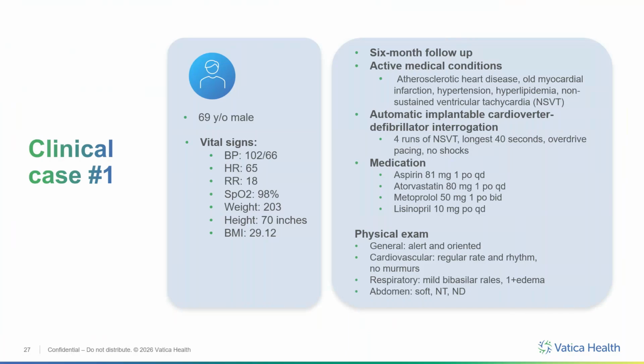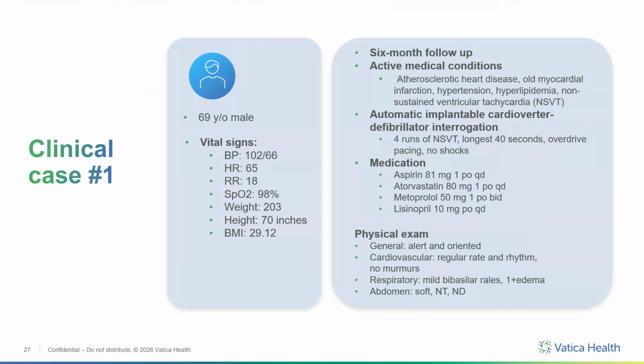Okay, let's put it in practice with a case study. This is a 69-year-old male with ASHD, a previous STEMI 1 year ago, hypertension, hyperlipidemia, and non-sustained ventricular tachycardia. He's in for his routine 6-month follow-up. The AICD interrogation was reviewed, and it showed a few brief runs of NSVT. The longest lasted 40 seconds, and it was corrected with override pacing. No shocks were delivered, and he didn't have any associated near syncope or syncope.